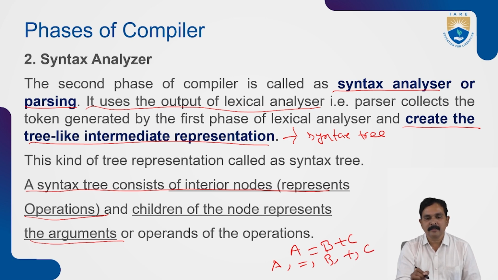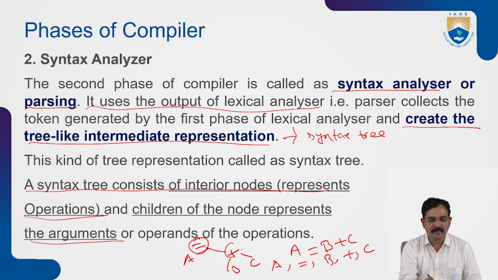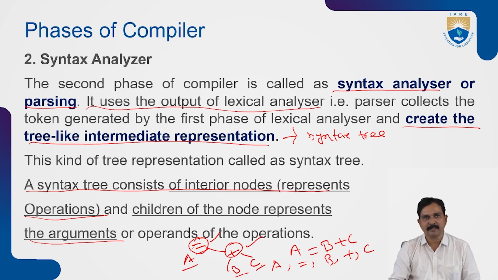We should arrange, in the syntax analyzer, all these tokens according to some syntactic structure. Here, this is the root node, and this is the interior node, plus, with b and c. So you have to see that these are the root node and interior nodes. And what are the leaf nodes? Only for arguments, only for the operands. So this is the kind of output you are generating.